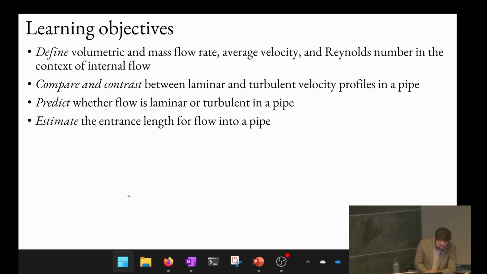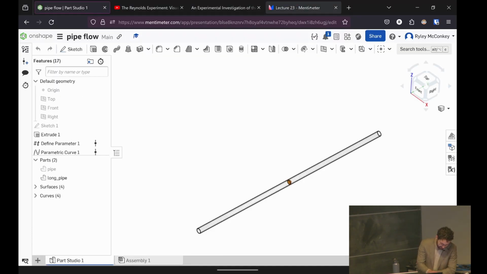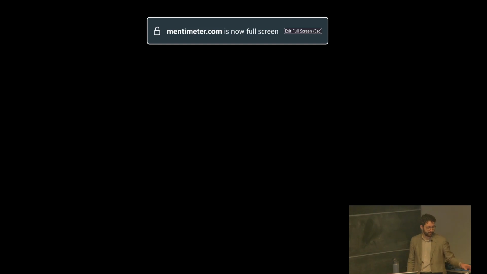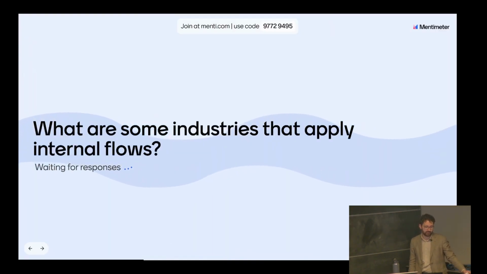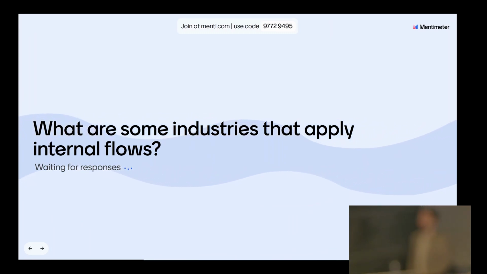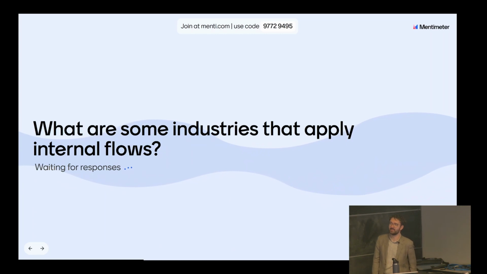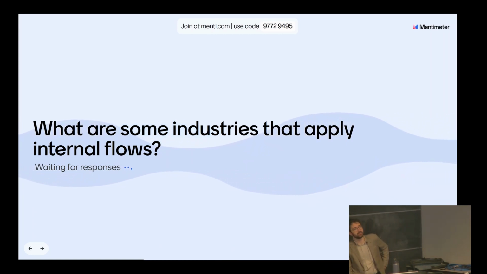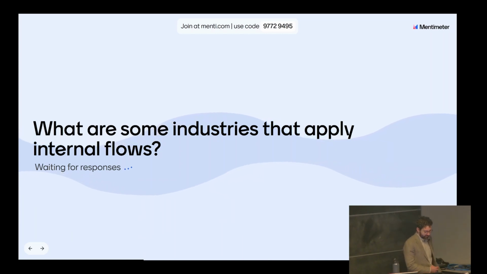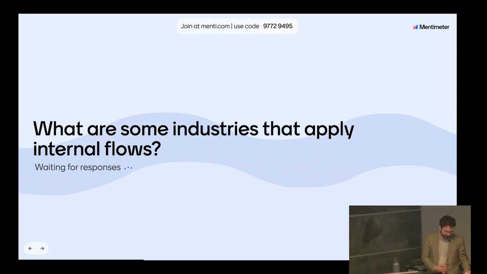Before I get into the notes, I was going to ask you your weekend plans, but let's just do a little Mentimeter about internal flows. There's a lot more internal flow analysis done in industry versus external flows. So internal flows are super common. Maybe you have ideas of some industries that apply internal flows.